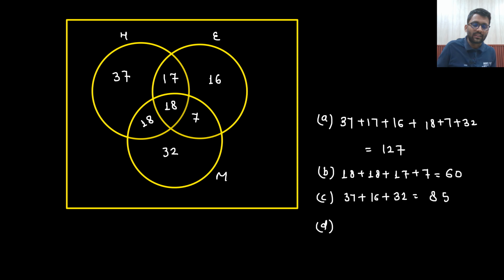And in the last, what are they asking? Total number of students. So 127 plus 18. Here I did not add 18. So 127 plus 18 is 145. The total number of students is 145. That's it. So this is the answer. Okay, so in this manner you can solve.